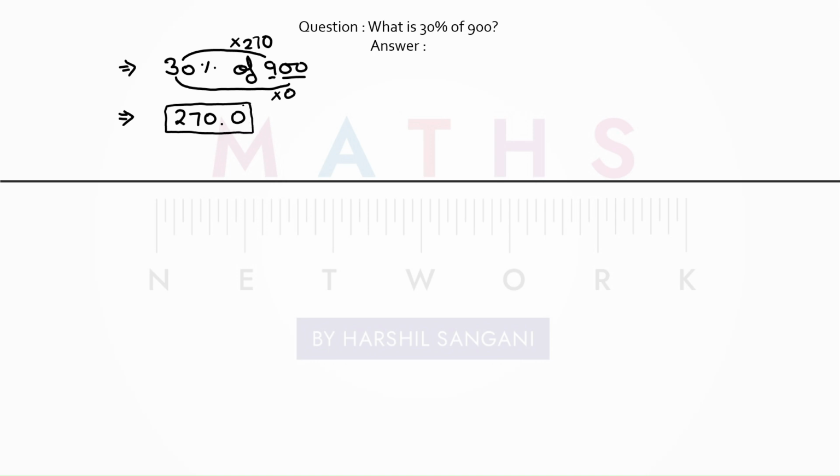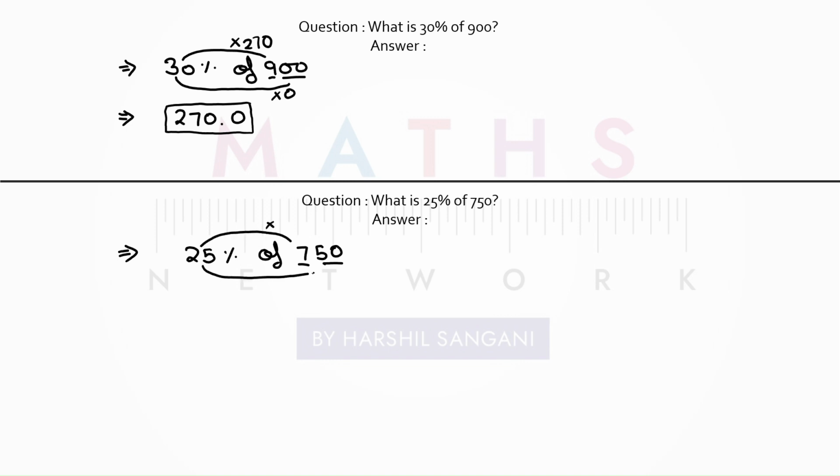Let's do one more. So now we have what is 25% of 750. I'll note this down, 25% of 750. We break 750 into 7 and 50. Now we multiply 25 with 7 first and then 25 with 50. So guys, when you multiply 25 with 7 you get 175, and when you multiply 25 with 50 you get 1250.